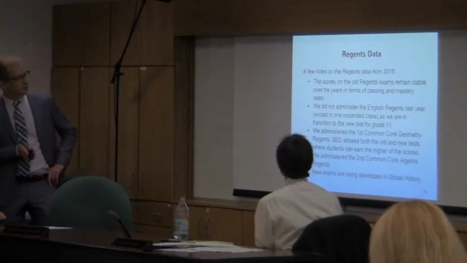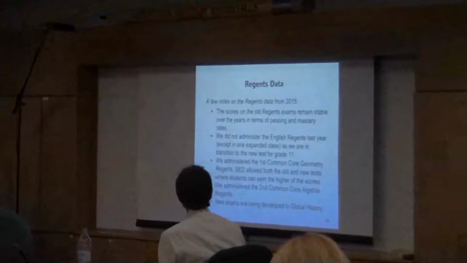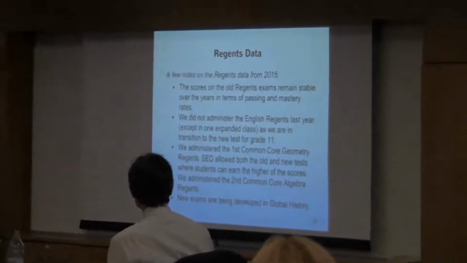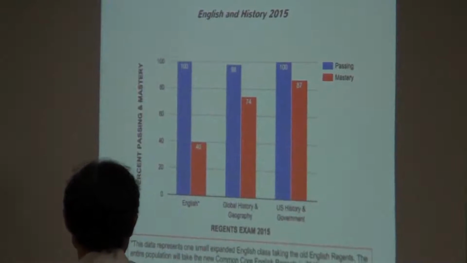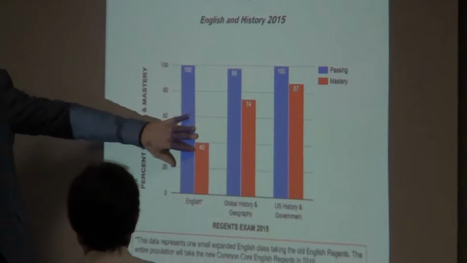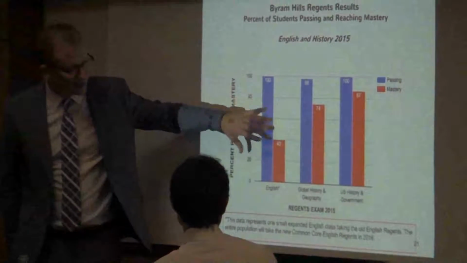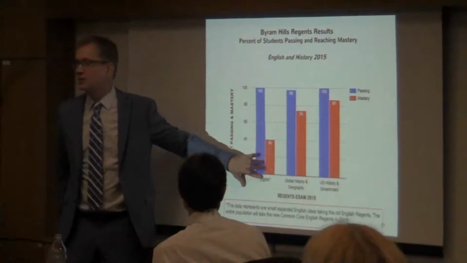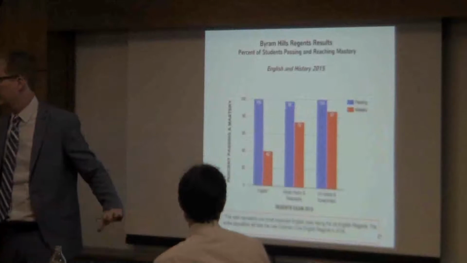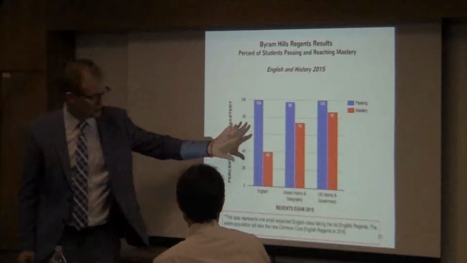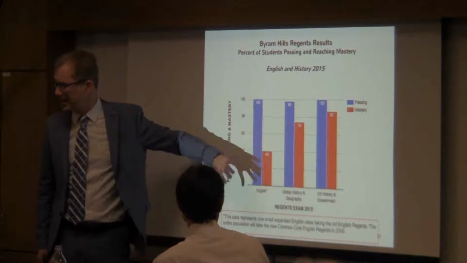We'll take a look at the Regents data now. I think I pointed out most of this information already, so this is all a repeat. This English score is the last administration of the old Regents, and this was an expanded group of students. This is a small number of students, so it's not really worth looking at. I just put it there as a record that we had it. This isn't typical of our performance, and it's not most of our students.